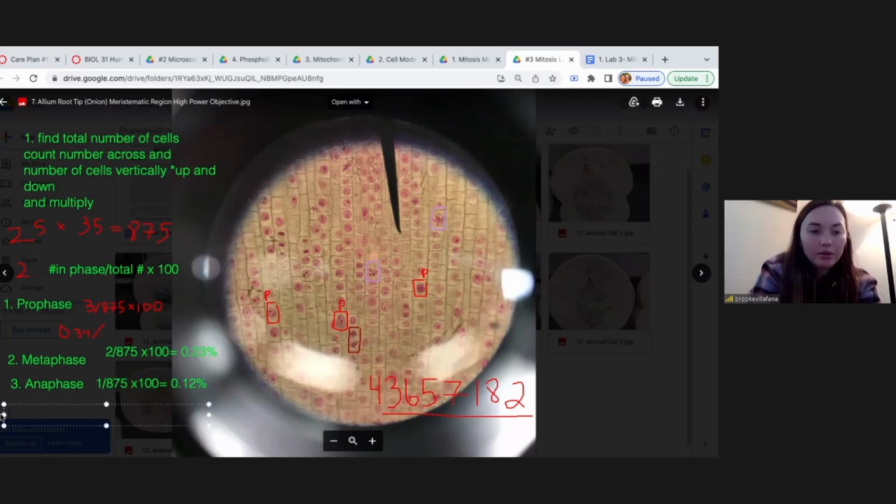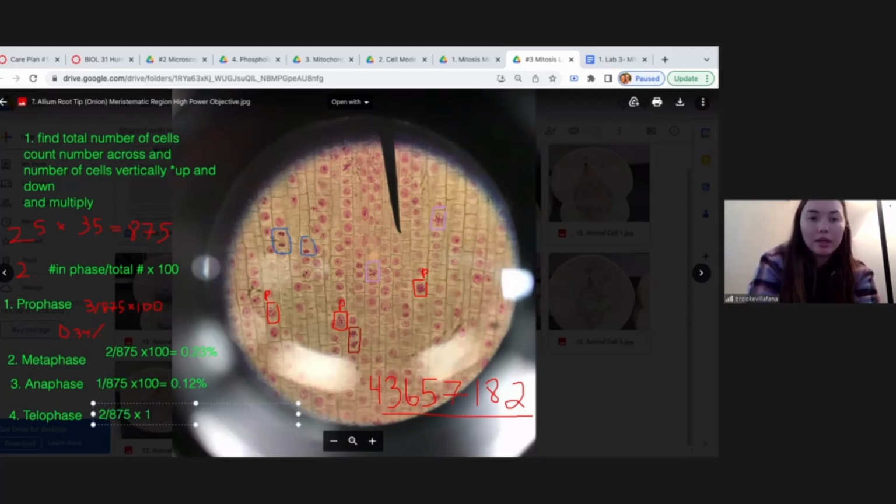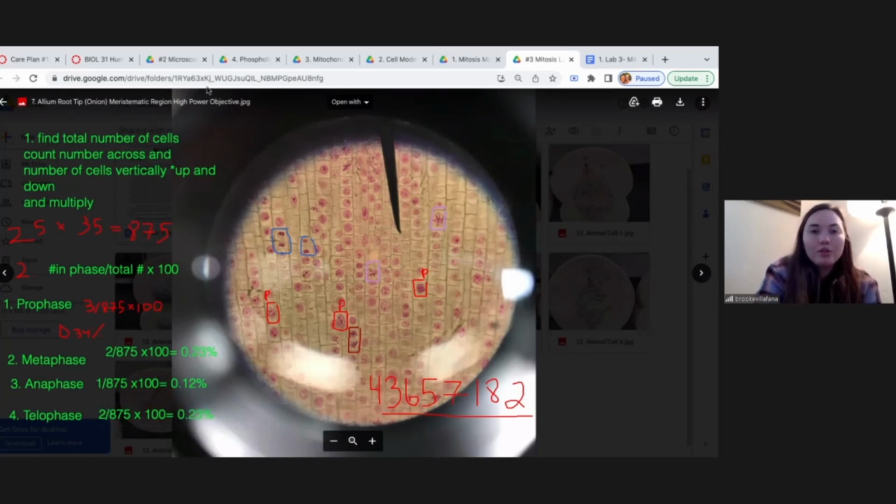And then we're going to do telophase. Okay, and we're going to just find those really quick. We said that it was this one here, this one here. So we're going to do 2 divided by 875 times 100, which is 0.23%.